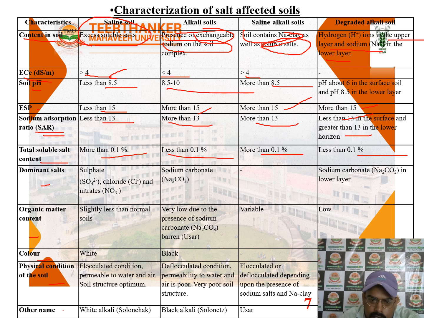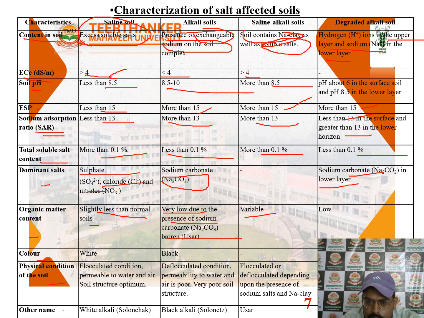The dominant salts in saline soil are sulfate, chloride, and nitrate salts, which are dissolved salts. In alkali soil, sodium carbonate or bicarbonate salts are dominant, and in degraded soil, sodium carbonate in the lower layer and sodium sulfate in the upper layer. Organic matter content is slightly less than normal soil, very low in saline alkali soil, variable in saline alkali, and low in degraded soil.